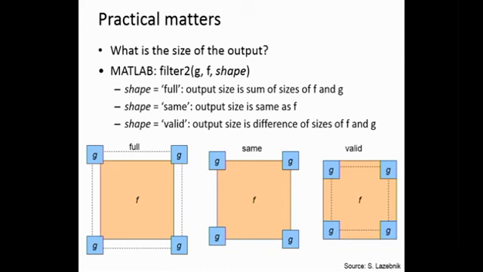Or you could do valid, which says, I don't really want to extrapolate the borders at all, and so I just want to produce responses where the entire filter is within the image. That will result in shrinking the output compared to the input. So again, if you're using MATLAB with filter2, then you can specify these. If you use imfilter, then it will just do same, which is usually what you want to do.